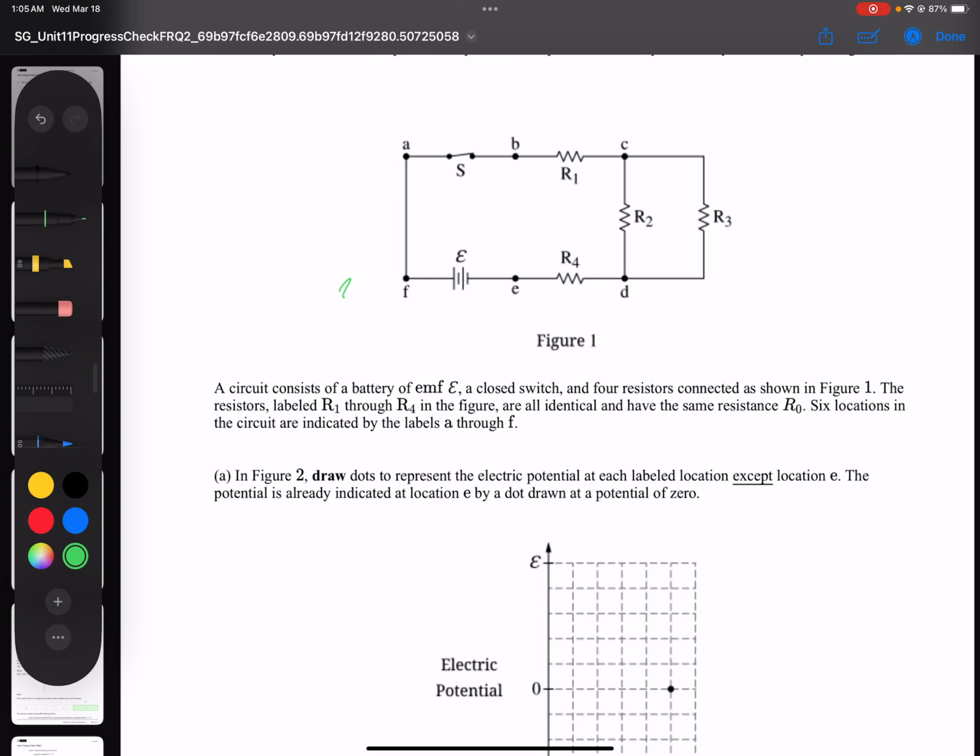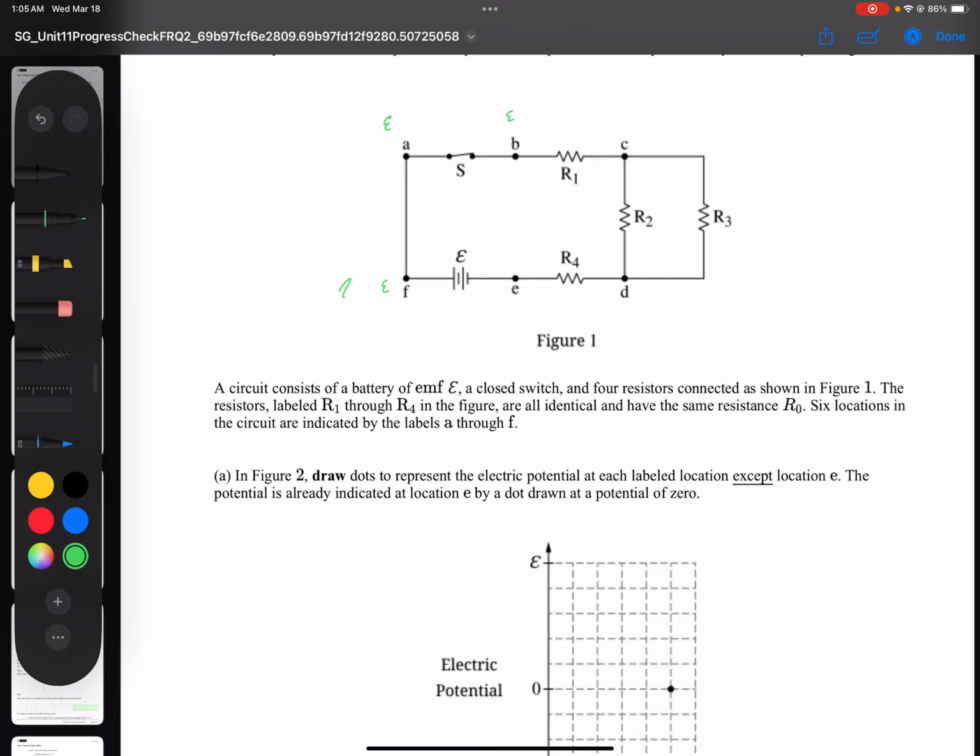For point F, I know that's directly connected to the positive terminal of the battery. There's no circuit element that's going to have a potential drop across it, so the electric potential is just the EMF of the battery. At point A, it's the same, through the switch it doesn't change. Point B, still the EMF of the battery. Then finally, we hit a resistor, where there's going to be a voltage drop. So now we need to figure out what the potential is at point C.